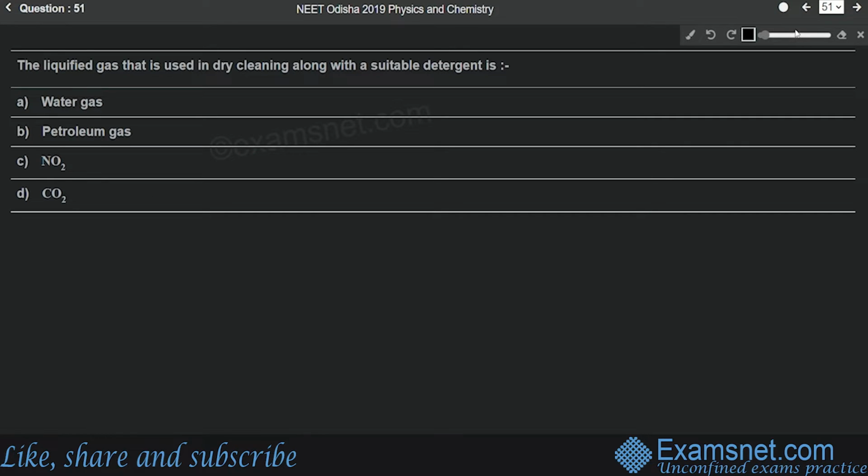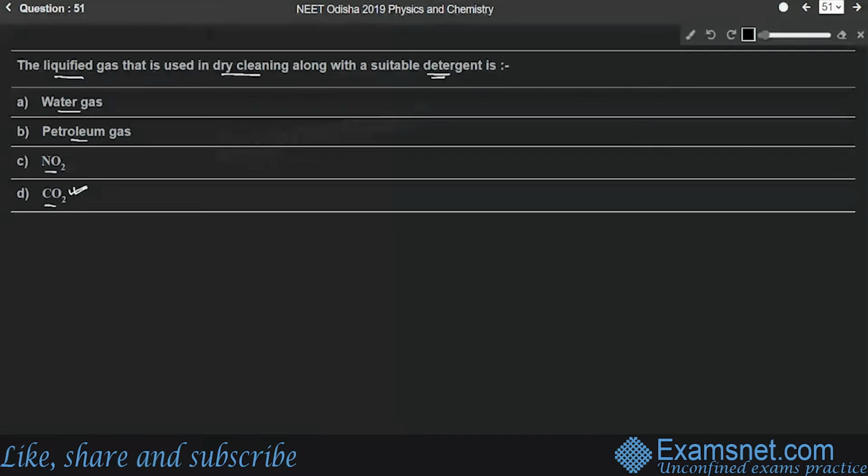Question number 51 is from the chapter Environmental Chemistry, and the question is: the liquefied gas that is used in dry cleaning along with suitable detergent is. Options are water gas, petroleum gas, nitrogen dioxide and carbon dioxide, and the correct option is option number D, that is carbon dioxide. So liquid carbon dioxide is used in dry cleaning along with suitable detergent.